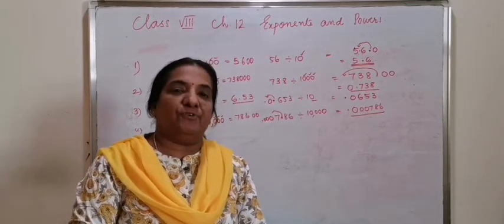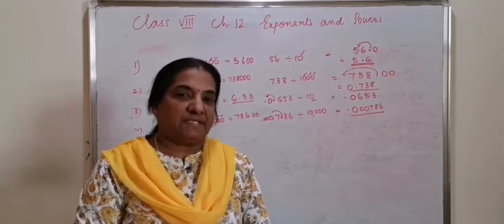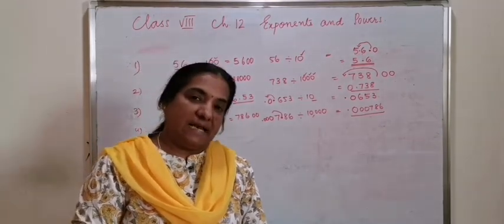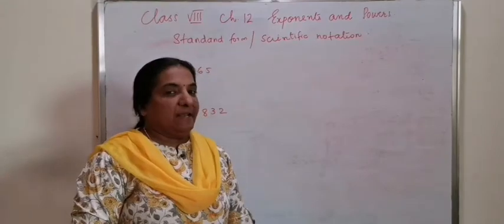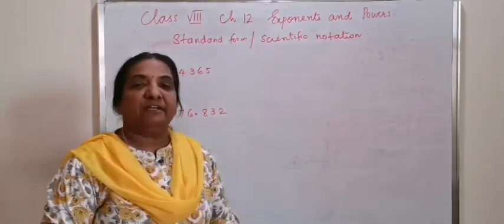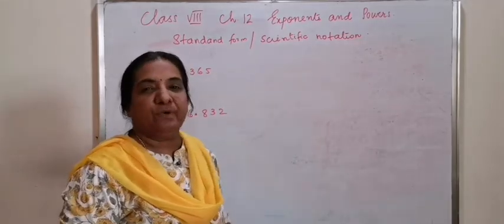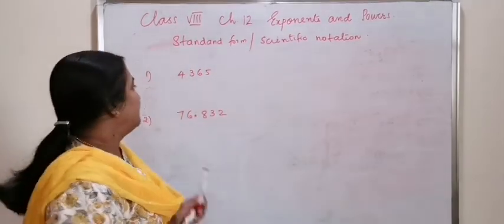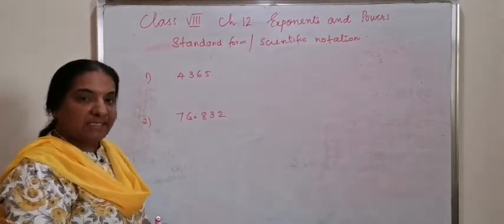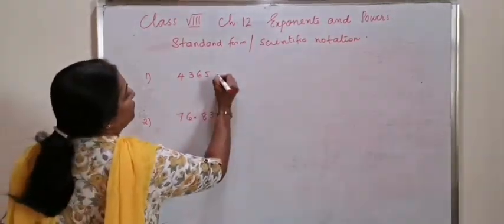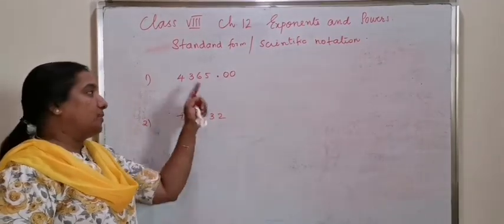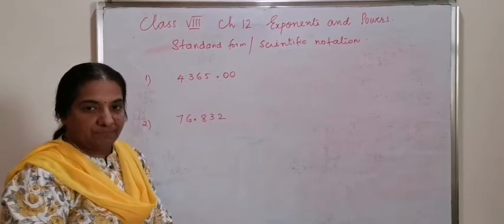This is very useful in the topic of expressing any big number or smaller number in the standard form. Let me explain how to express any number into the scientific notation by taking a few examples. Let's take 4365. It shows that the whole number part is 4365 and the decimal part is 0.00 and so on.